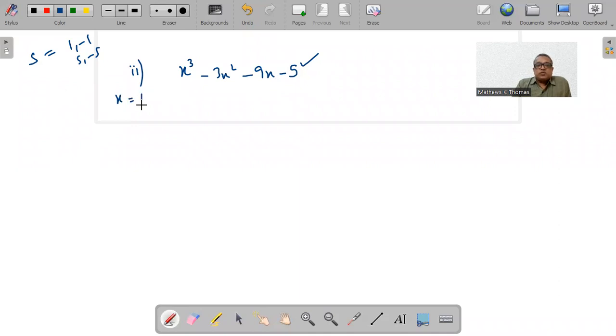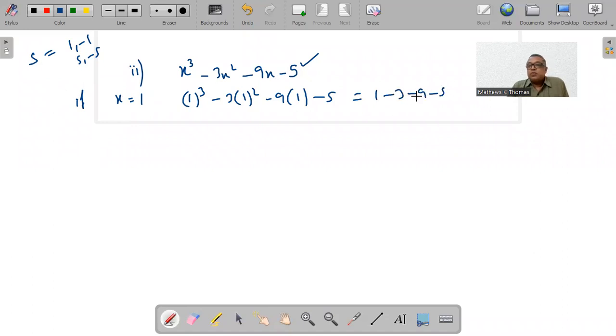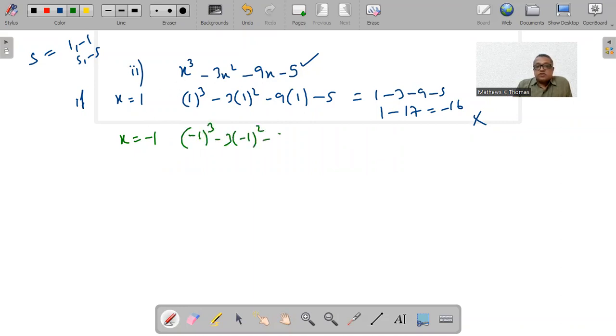So I'm going to try out 1, minus 1, 5, and minus 5. If x is 1, then this will become 1 cube minus 3 into 1 square minus 9 into 1 minus 5. So this is going to be 1 minus 3 minus 9 minus 5, right? So 1 minus 17, I'm getting negative 16. So this is not coming as 0 for this polynomial. So I have to do this till I get 0. So I'm going to take the next value, that is negative 1. I'm going to substitute x as minus 1 now, and let's see whether it is coming 0.